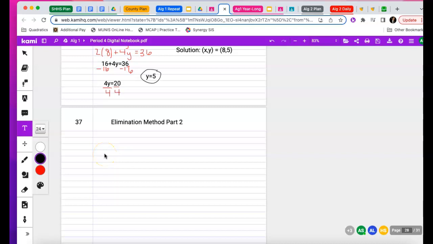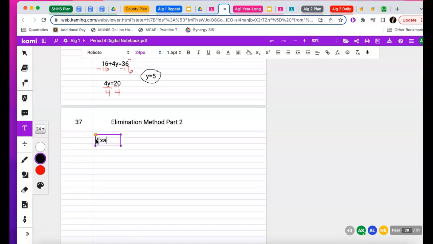Hey guys, in this video we are going to go over elimination part 2, some special cases of the elimination method. So go ahead and add page 37 to your table of contents. There's nothing to take down on this page. You are just going to write the examples down. So we'll start with example 1.